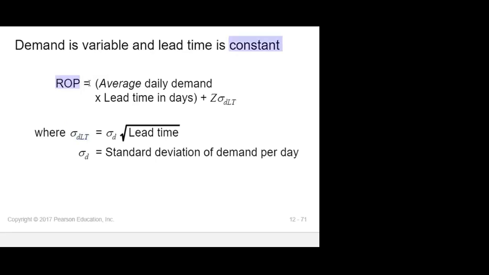So that's your ROP. The average daily demand is given to you. Lead time in days is given to you. You multiply them. That's your ROP. That's your safety stock: Z times sigma of DLT. What is Z? Again, you go to the Z table. Depends on the question, you find the Z value and plug it in. Sigma of DLT, you calculate it this way: sigma of D times the square root of the lead time. And just plug in the numbers and find the answer.